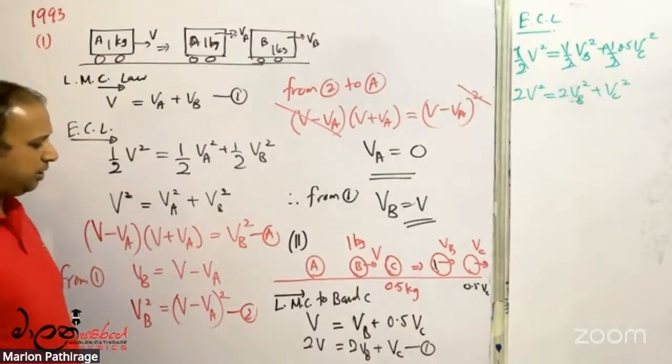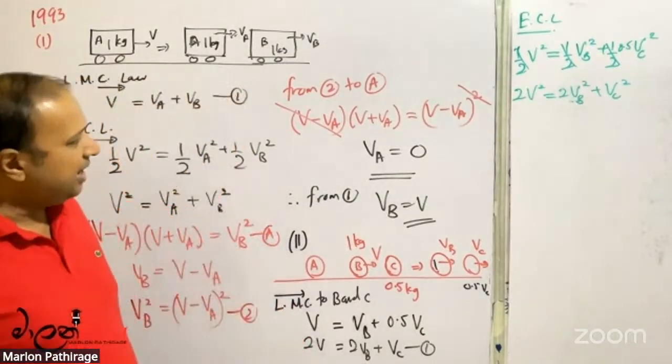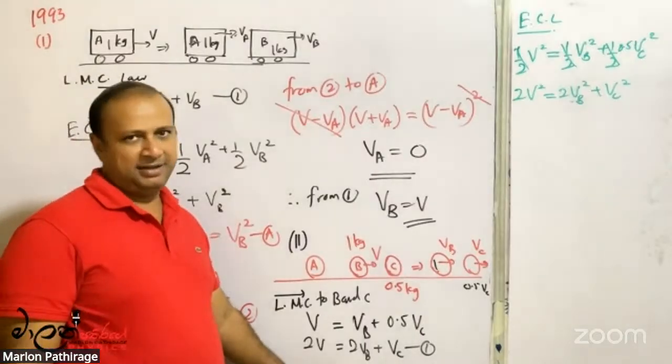I can subtract v_B square from this side.